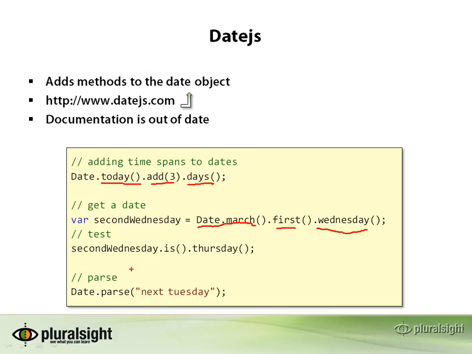And you can also test things like, for some particular date, you can say, is that date a Thursday? Finally, Date.js has a very powerful date parser that allows you to get the date for phrases such as next Tuesday.